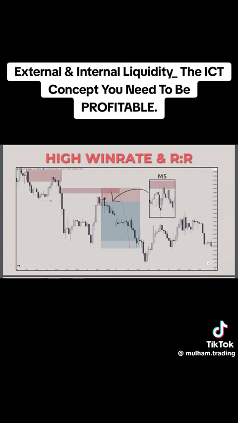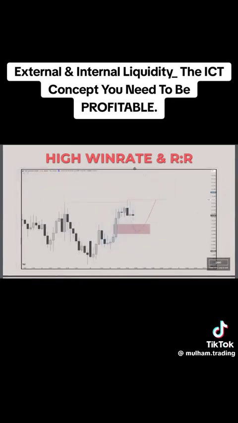Now, understanding this concept, the external to internal and internal to external, will give you confidence to actually target this low. Now, based on the same concept, external to internal, internal to external, another example. What we're having is, we had internal respected, go into external. Now we have external and another external. Now we're gonna go to internal, and we have actually this fair value gap. There is another one below, but most likely this would be left.